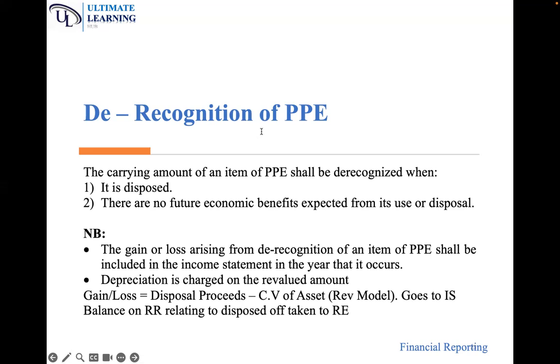Sir, when revaluation is known to be excess, what do you mean by excess? What do you mean by excess revaluation? Okay, there is an example I'll do. I think I'll answer you through the example that I will do. Don't worry, hold your horses. I'll explain that.